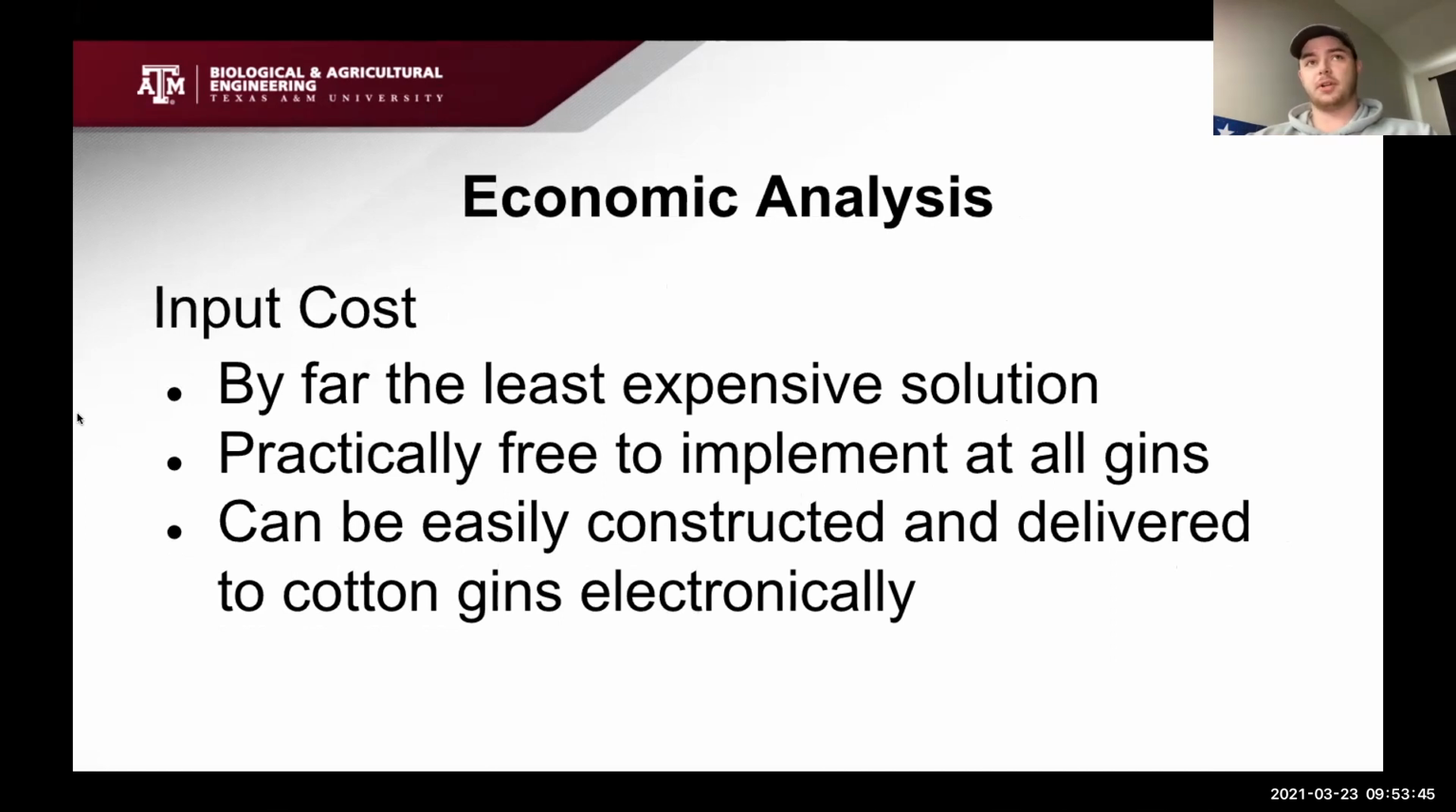So first off, as far as input cost goes, this is by far the least expensive solution that we have considered so far. It is practically free to implement this at all gyms, and this is due to the fact that it can be easily constructed and delivered to cotton gins electronically.